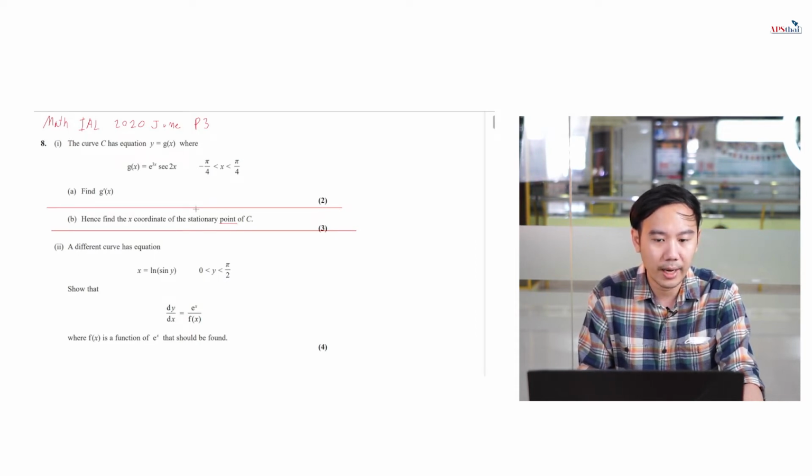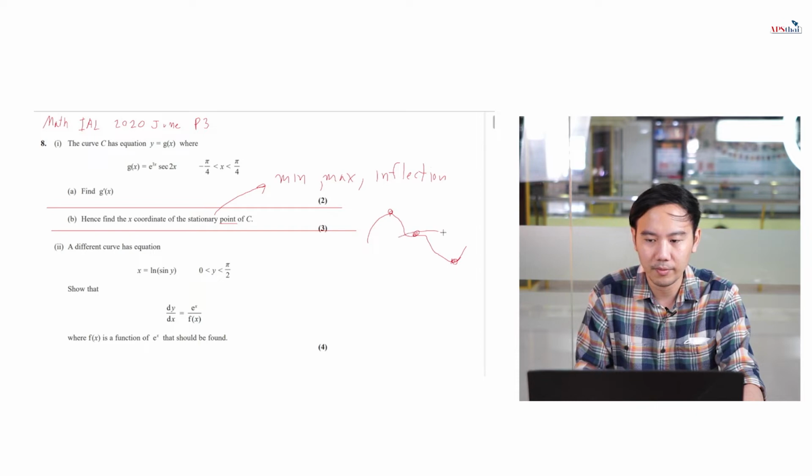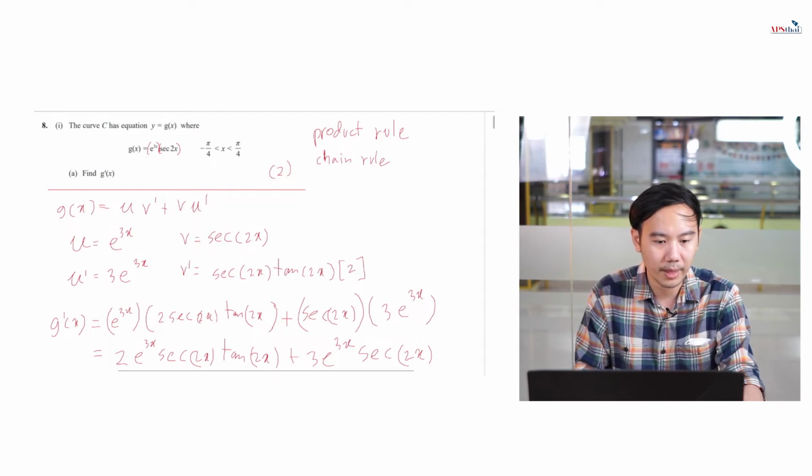Anyway, a stationary point is either a minimum, a maximum, or a point of inflection. Minimum, that's maximum, that's minimum, and that's point of inflection. Not the prettiest drawing, but I think you get the point. The property of min, max, and inflection is that at these points, the gradient or slope is 0. Therefore, we can take the answer, which is the differentiation of g(x) that we got from the first question, and then work from that.